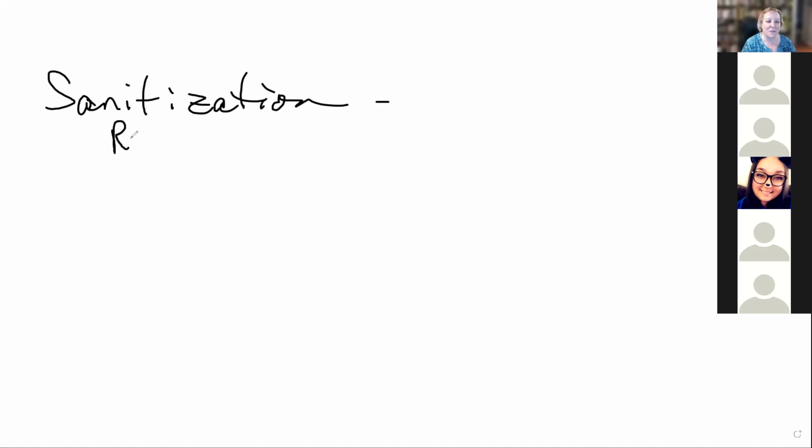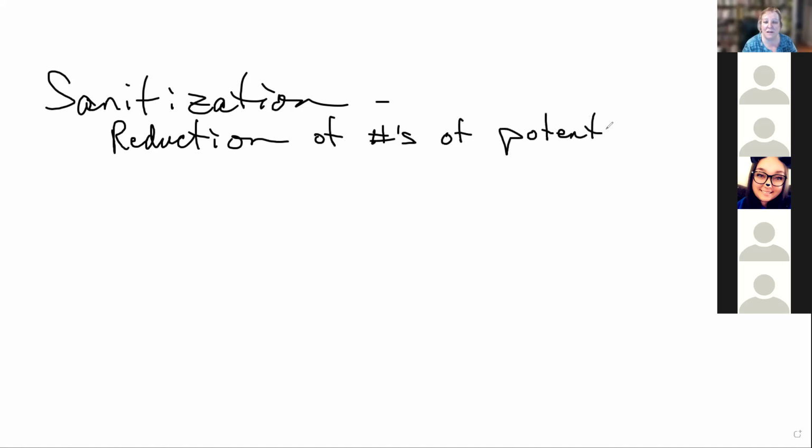Okay, we've got reduction again. Reduction of the numbers of potential pathogens to a level that should not cause disease.